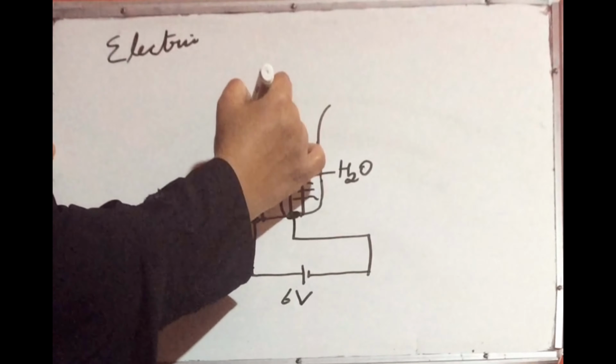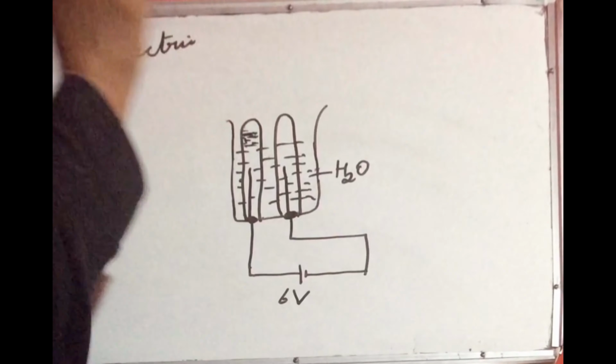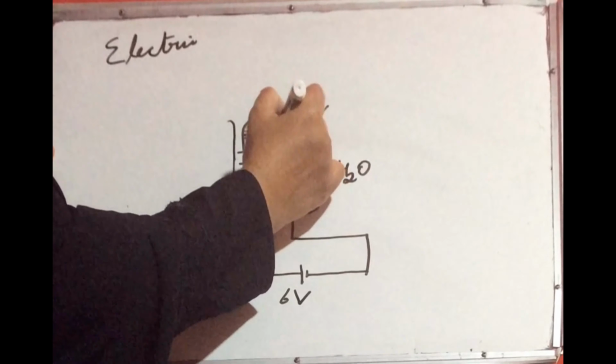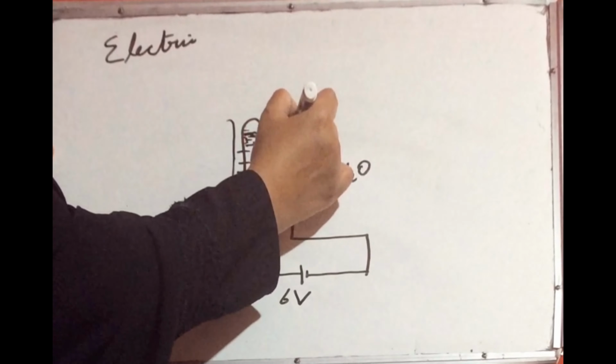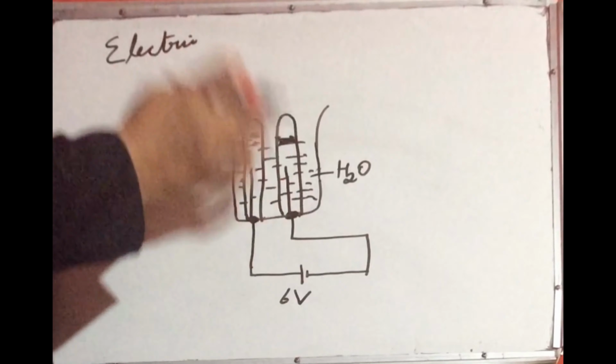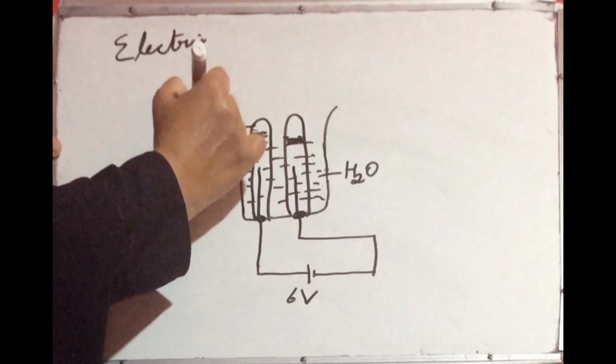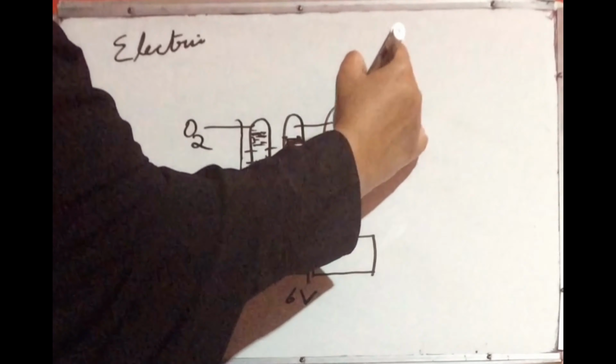In one, this much of the water will be displaced from the test tube. This much gap will be left, and in the other this much gap will be left, because the water in the test tube will be displaced by the gas that is formed. In one test tube, you will get oxygen, in the other test tube you will get hydrogen.